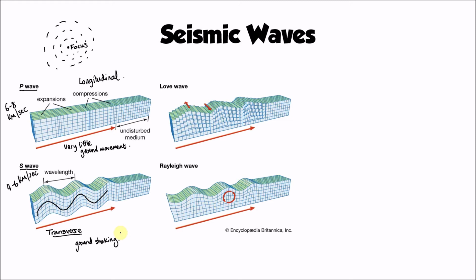Now, there is another set of seismic waves as well, but rather than them moving from the focus to the surface, like P and S waves do, these move from the epicenter. They move from the epicenter out across the surface, away from the epicenter. So these two here, Love waves and Rayleigh waves, they are also referred to collectively as surface waves.